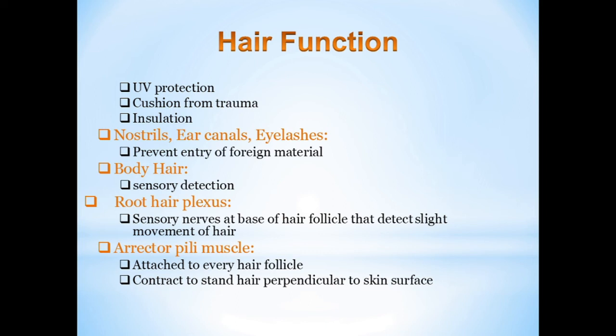Body hairs are sensory, means they detect the sensation. The root hair plexus has the sensory nerves at the base of the hair follicle that detect light movement of the hair. And the arrector pili muscles are attached to every hair follicle. They contract to stand hair perpendicular to the skin surface, means this arrector pili muscle gets contracted and helps the hair to stand perpendicular to form the goosebumps on the skin.